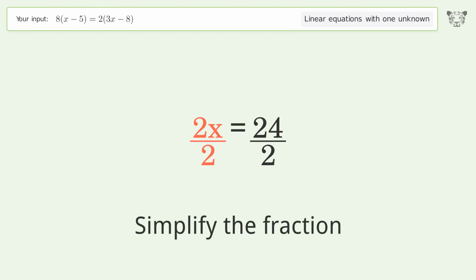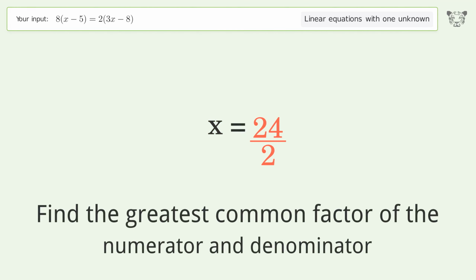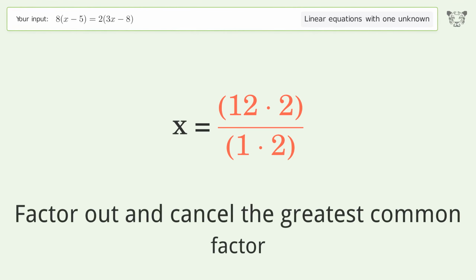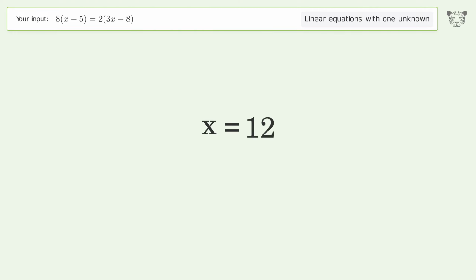Simplify the fraction. Find the greatest common factor of the numerator and denominator. Factor out and cancel the greatest common factor. And so the final result is x equals 12.